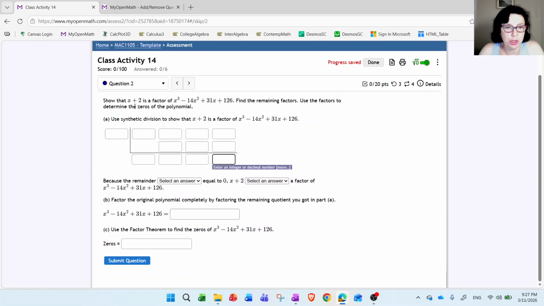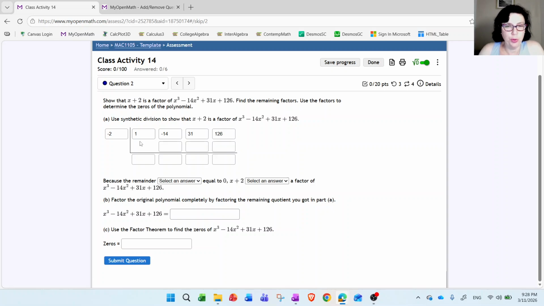First, we start with x plus 2. What does that correspond to? Well, x plus 2 equals 0 when x equals negative 2. So you always put the opposite number, which is negative 2. You put that in the box. Now, over here in the first row, you want to type the coefficients of the original polynomial. Now, when we're talking about coefficients, these are the numbers in front of the variables. Well, there's no number in front of x cubed, but you can always insert 1. Then it's going to be negative 14, then 31, and 126.